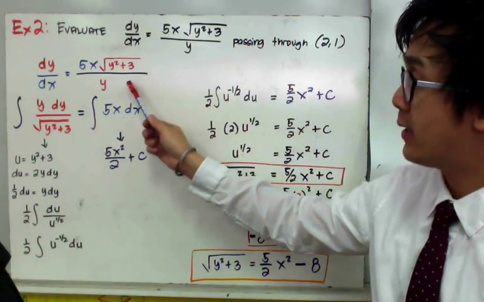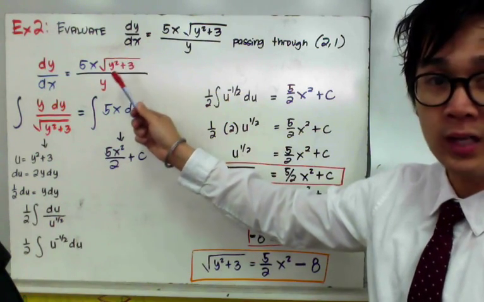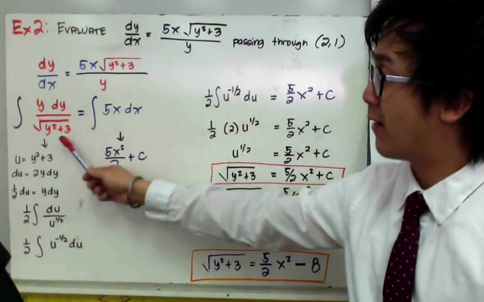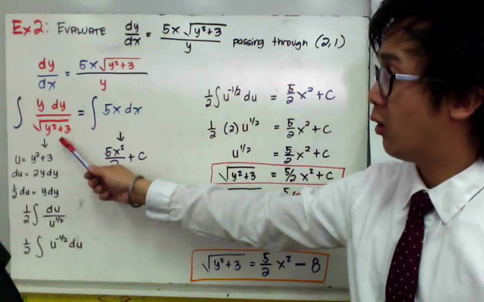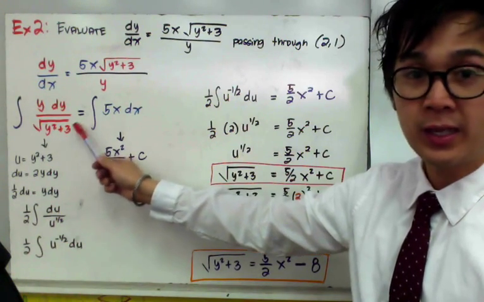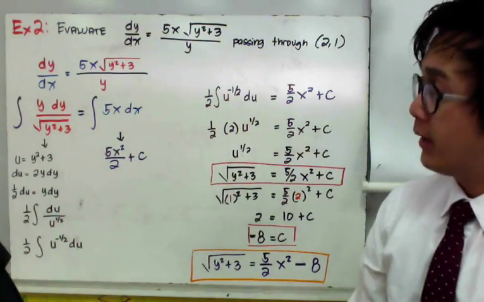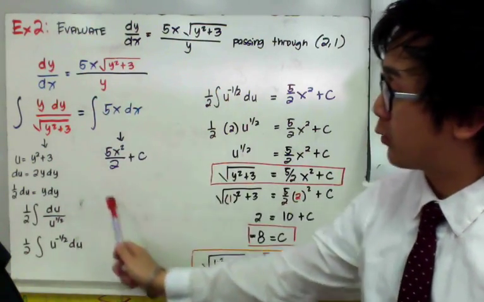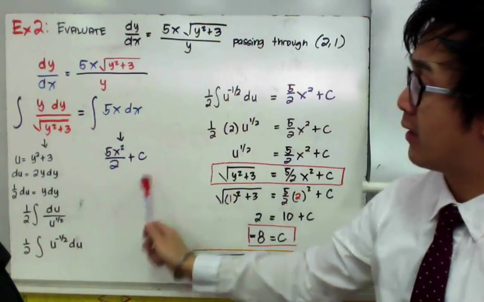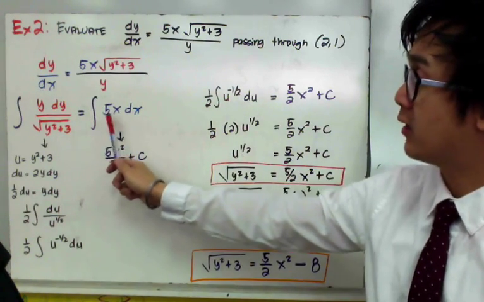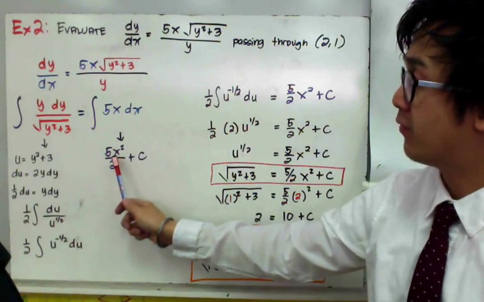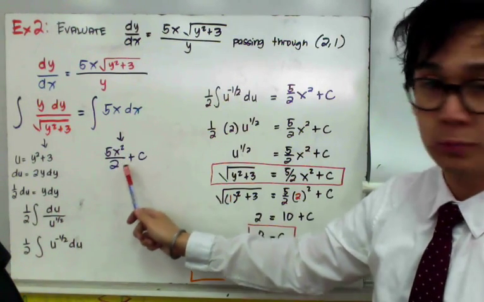Now we group our y's and x's together, so we'll have the integral of y dy all over the square root of y squared plus 3 equal to the integral of 5x dx. Now, on this side of our equation, it's easy to integrate this function because the integral of 5x dx is simply 5x squared all over 2 plus c.